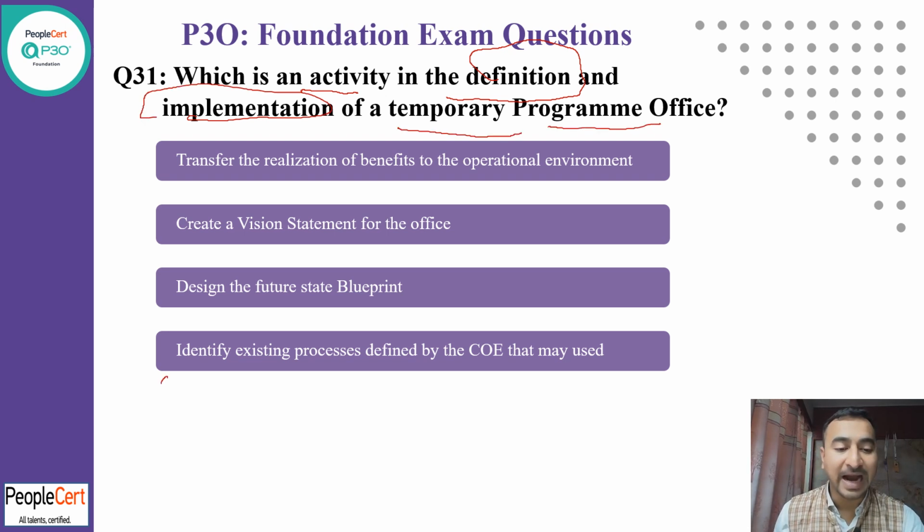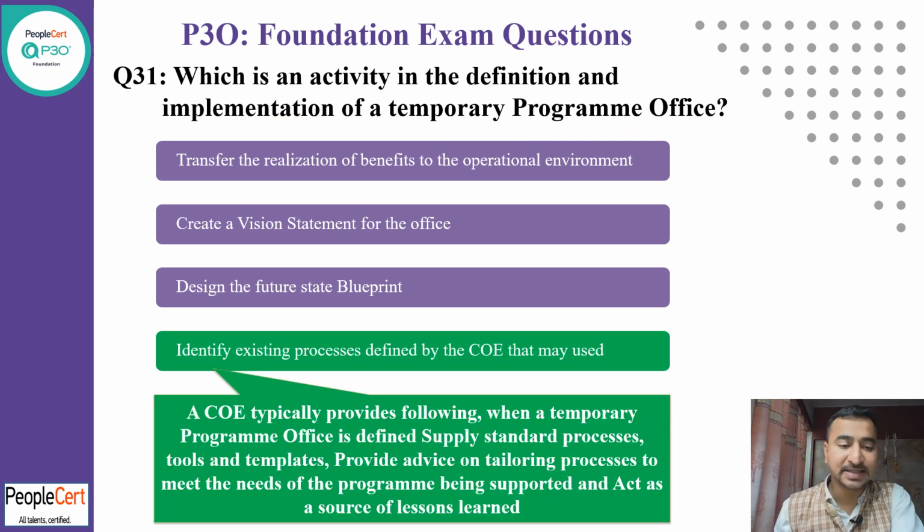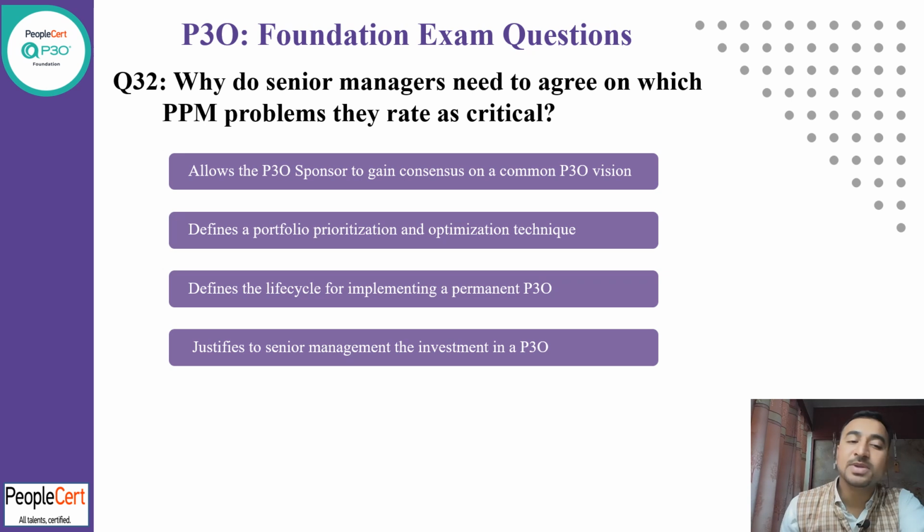So I believe identify existing process defined by COE that may be used would be a good start. That would be the correct answer here. That is the correct answer. The rationale behind that: a COE typically provides the following when a temporary program office is defined. Supply standard process tools and templates, provide advice on tailoring processes to meet the standards. Okay.